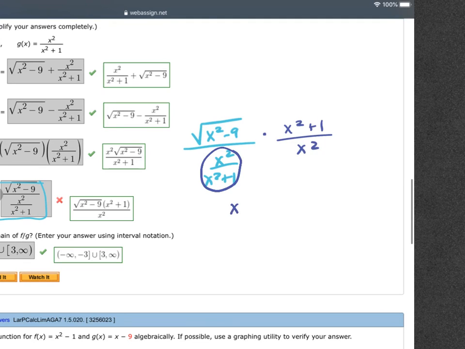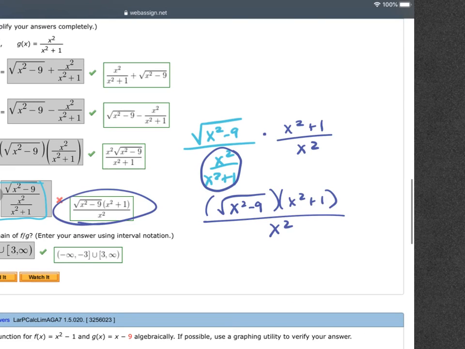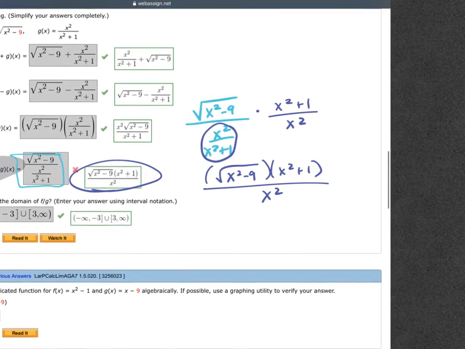And then I would have gotten x square root of x squared minus 9 times x squared plus 1 over x squared. So it just wanted you to keep going, you can't leave a complex fraction as an answer. You had to simplify it a little bit. You're on the right track, just didn't keep going.